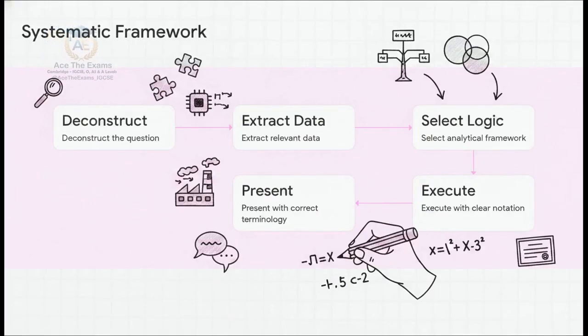We need a highly standardized sequence to bridge the gap between Alex's data and Sam's analysis. Every single time you face a conditional probability question, you must follow these 5 steps. Step 1, deconstruct the question and identify the specific command word. Step 2, extract only the relevant data. Step 3, select your analytical framework. Are you using a tree diagram, a Venn diagram, or a two-way table? Step 4, execute the math with crystal clear notation. And Step 5, present your final answer with the correct terminology. Skipping any one of these steps creates a massive structural vulnerability in your response.